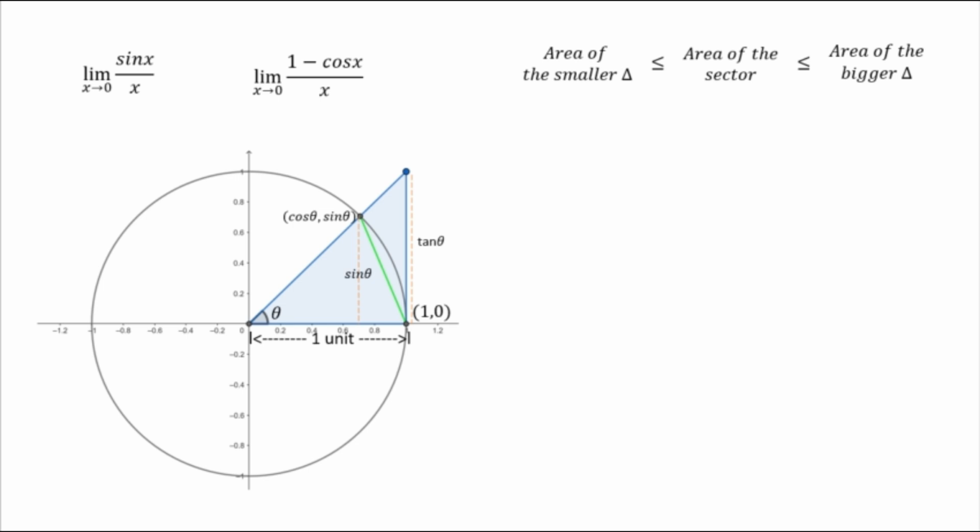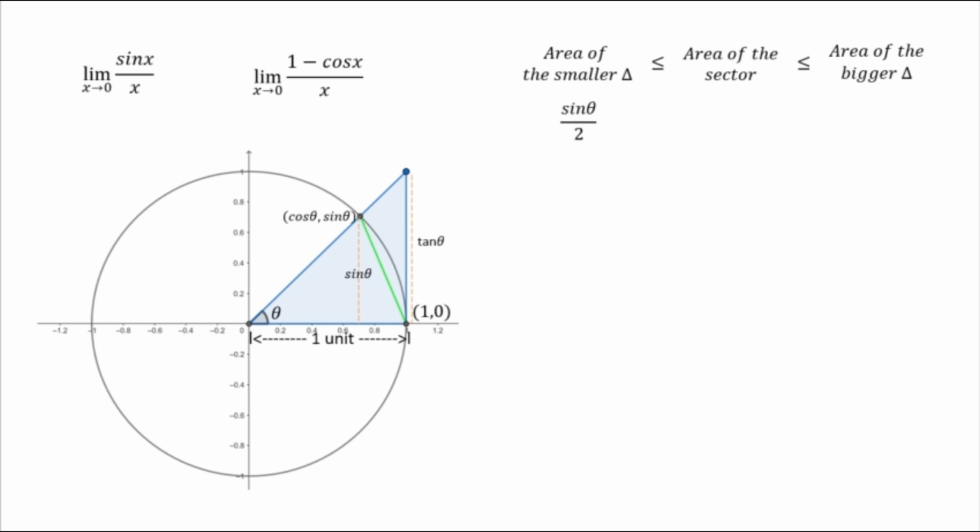Firstly, the smaller triangle having the height of sine theta and base length of 1 must have an area of sine theta over 2, right? Base times height divided by 2. So that's the area of the smaller triangle.